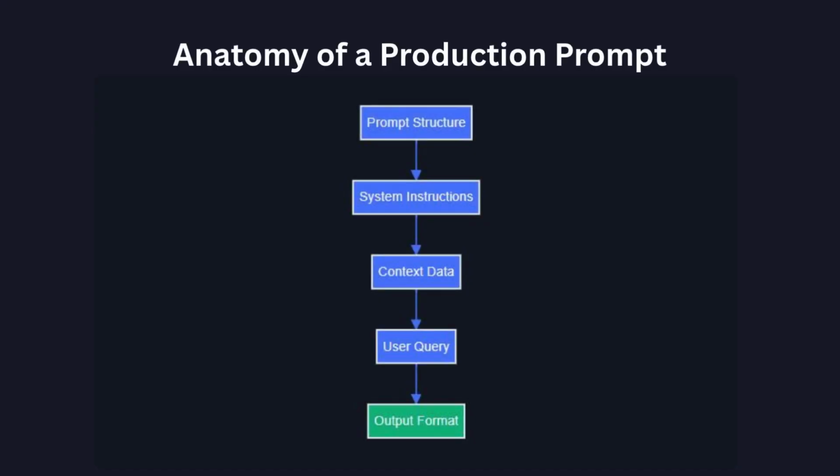Next, we look at the anatomy of a production prompt. In real-world systems, prompts are not simple sentences, but structured templates. A production prompt typically has four main components. The first is system instructions, which define the role and rules for the model. The second is context, which includes any injected knowledge such as retrieved data. The third is the user query, which is the actual question being asked. The fourth is the output format, which specifies how the response should be structured. Treating prompts as structured and reusable components is what separates production AI systems from simple prototypes.